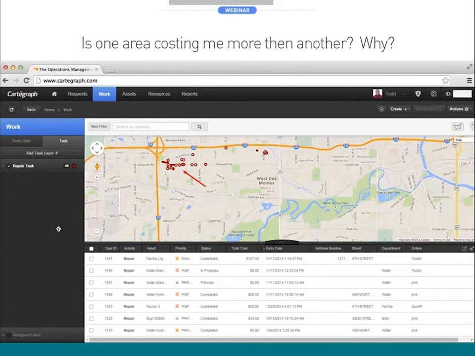Maybe it doesn't, but you need to at least ask yourself, is a particular area or a part of our jurisdiction costing us more than another? If it is, then why is it? Is there aging infrastructure there? Is it a higher value asset? Pavement can tend to cost, obviously, quite a bit of money compared sometimes to other assets. Ask yourself, are there trends at certain times of year? Are you noticing that at certain times of year we're seeing this event happen?